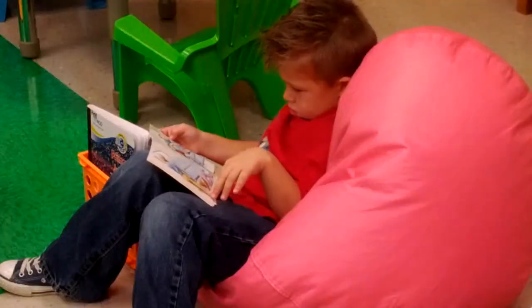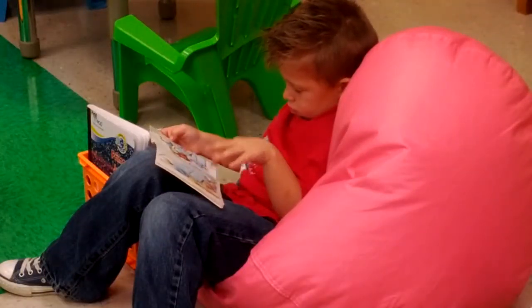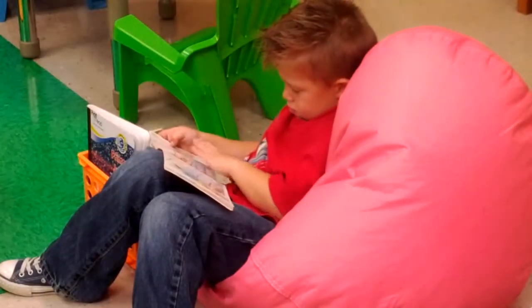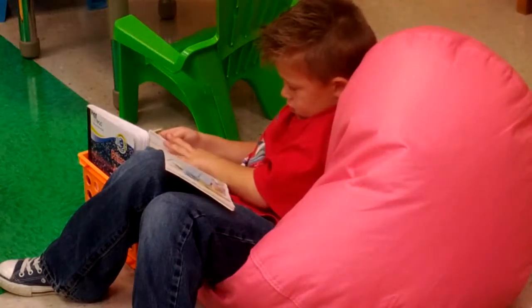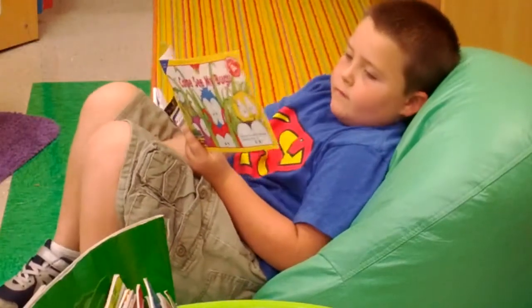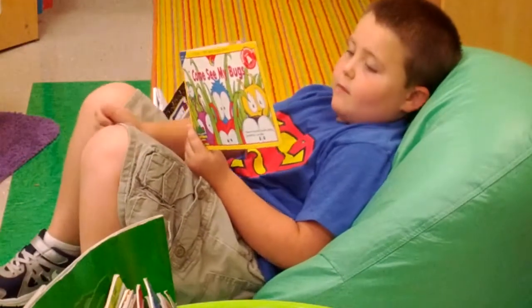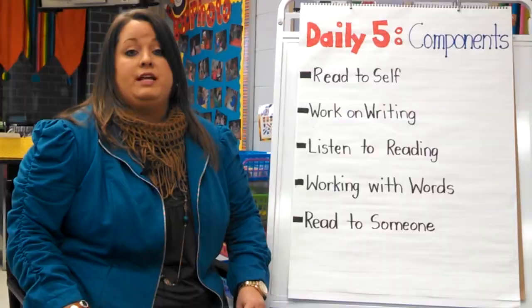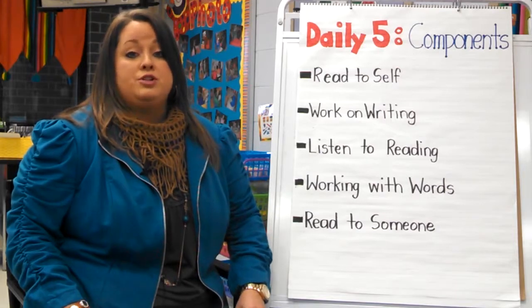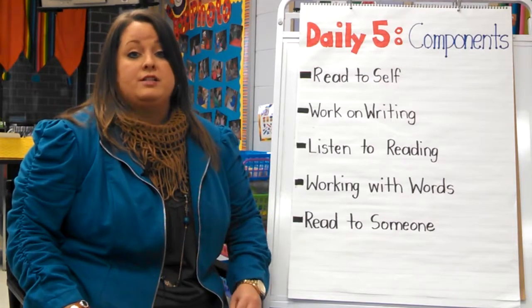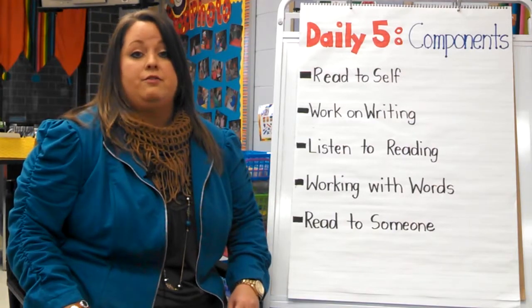The first round they can choose from is Read to Self. During Read to Self, the students will get their book basket, find a place in the room, and read. It is important that the students know that they can read the pictures, or they can read the words, or they can retell a familiar story. This will ensure that all students of all ages can be successful during Read to Self.